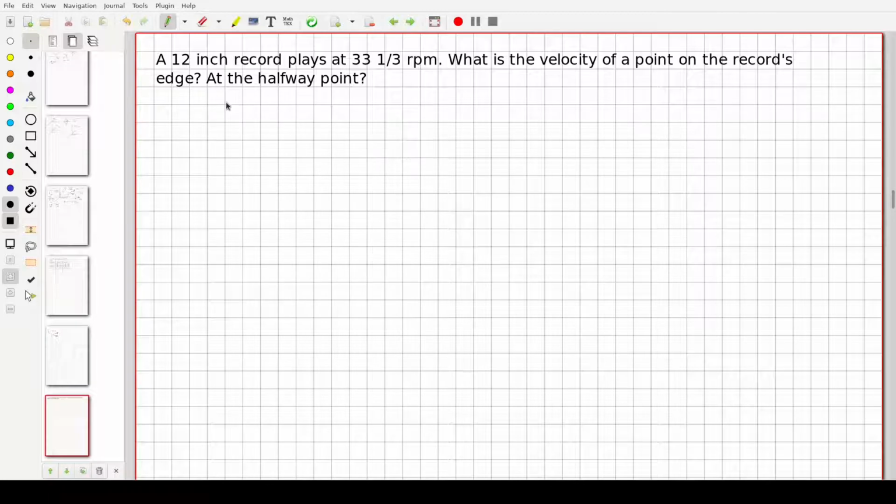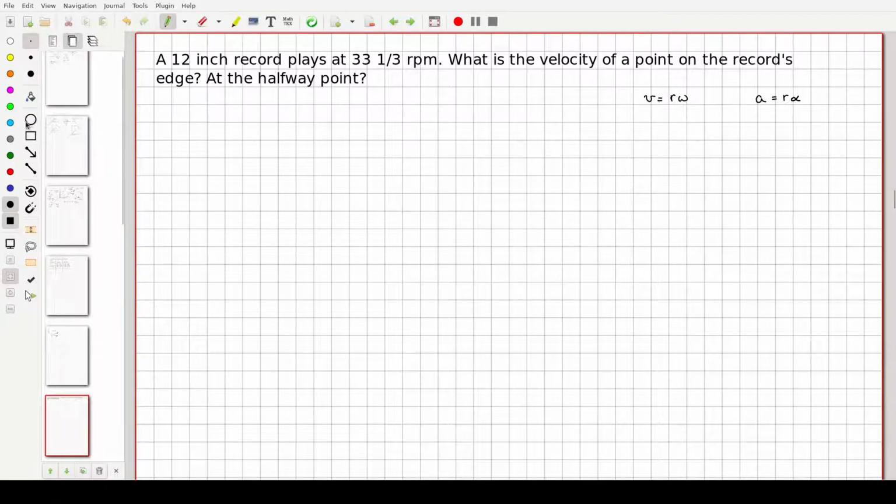A 12-inch record plays at 33 1/3 RPM. What is the velocity of a point on the record's edge and at the halfway point? The reason I wanted to work this example was to show the relationship between tangential quantities and angular quantities. I want to remind you that we had come up with tangential velocity, and its relationship to angular stuff was r times omega. We also have tangential acceleration, and its relationship to angular stuff is r times alpha.